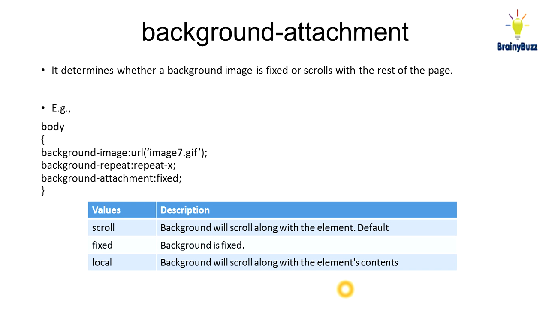Another one is the background attachment. The background attachment determines whether the background image is fixed or it will scroll with the rest of the page. Sometimes your image will stick and not scroll, and sometimes you will see that your background image will scroll as you scroll your web page. So for that you use the background attachment.